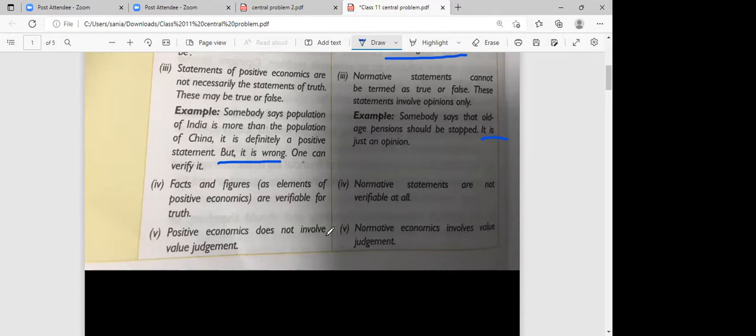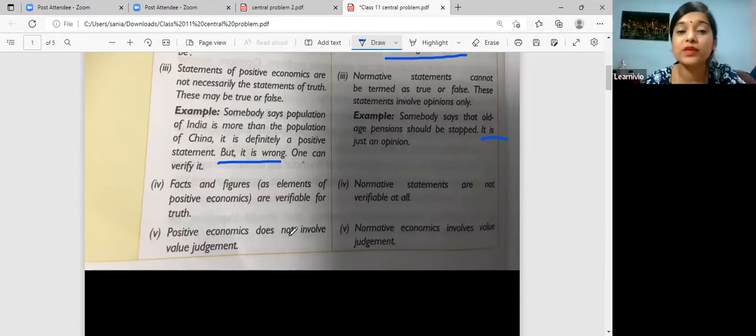And positive economics does not involve value judgment. Over here, you cannot judge someone, right? But normative economics involves value judgment. For example, you told me, ma'am, what should I purchase? Pink or black? I said black, right? I can judge you. She was asking me what she should purchase. She chose only two colors, black and pink. I was about to say that you should go for white, but she only gave me the option of pink or black. Right? I will be judging you, right?